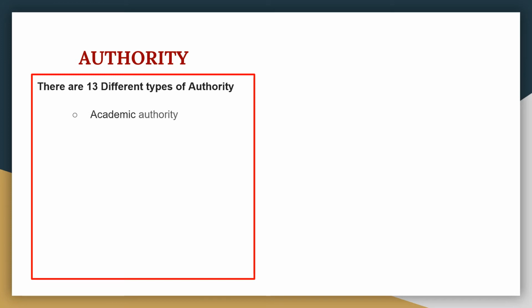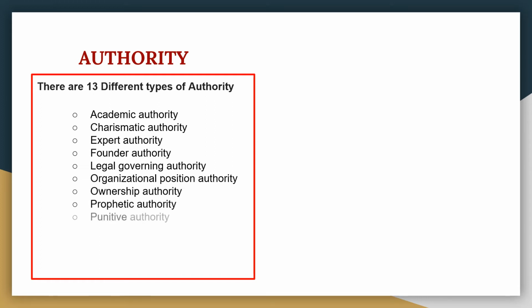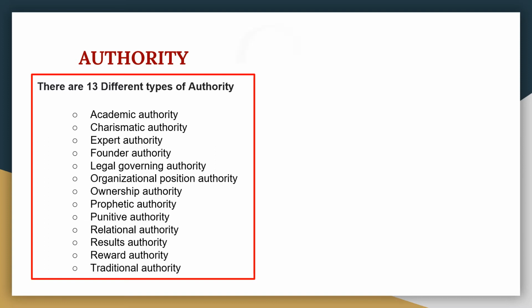The first one is academic authority, the second one is domestic authority, the third one is expert authority, the fourth one is founder authority, the fifth one is legal governing authority, the sixth one is organizational possession authority, the seventh one is ownership authority, the eighth one is property authority, the ninth one is putative authority, the 10th one is relational authority, the 11th one is result authority, the 12th one is reward authority, and the last one is traditional authority.